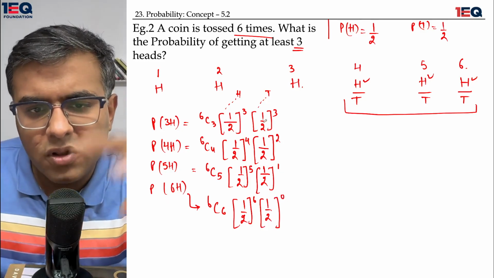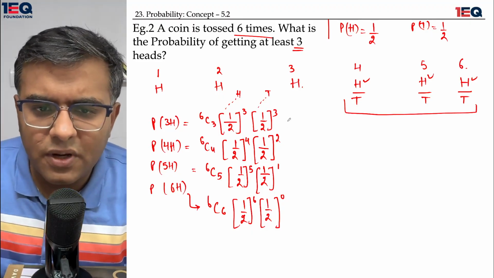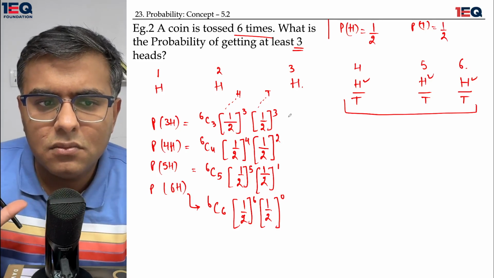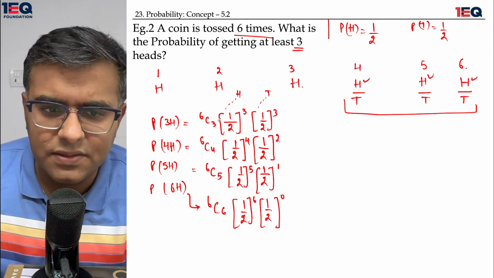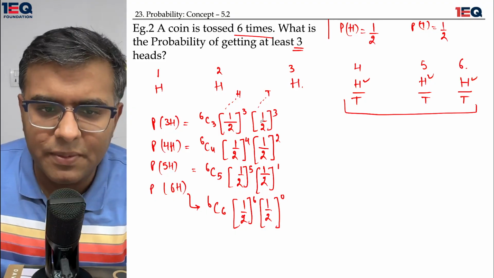If I add up all the powers of these consecutive brackets, I can see that all the powers are going to add up to 6. That means the number of tosses is 6. I'll quickly have to add all of them up to find out the final probability.